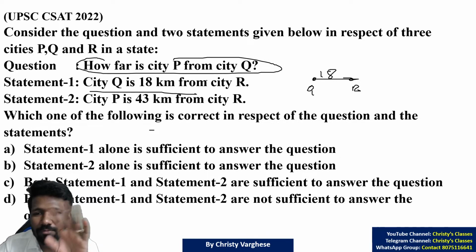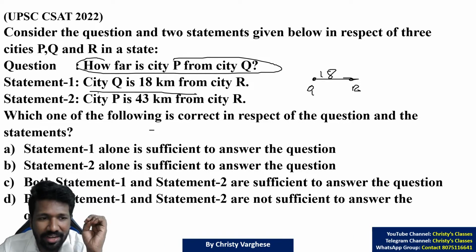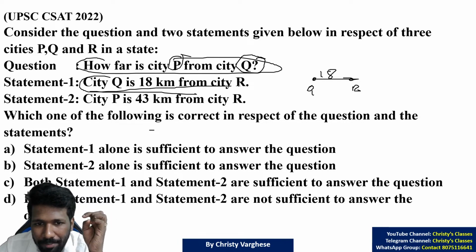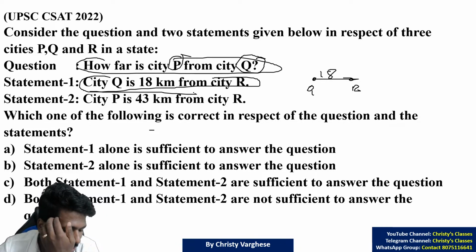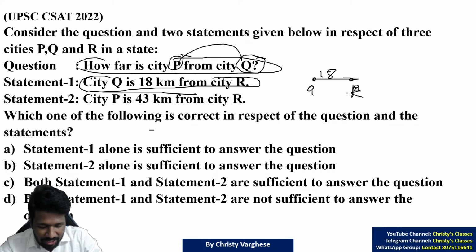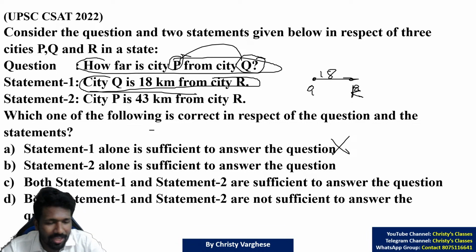The first diagram or first statement can always be represented randomly. But from that, can you say P and Q distance? In the first statement, P is not present at all. Without P being there, how can we say the distance between P and Q? Only Q and R is present. So statement 1 alone is not sufficient to answer the question. Option A is clearly wrong.